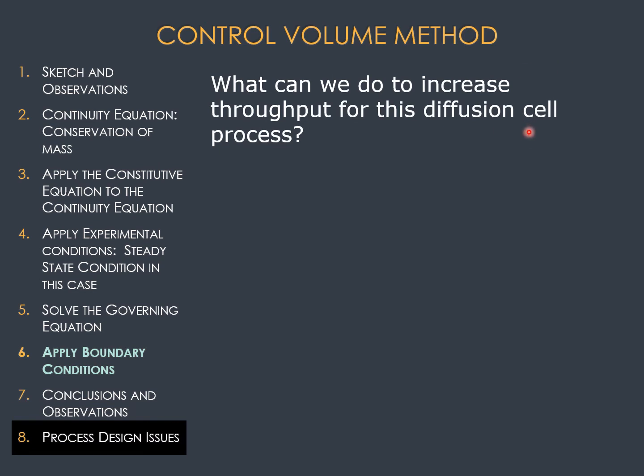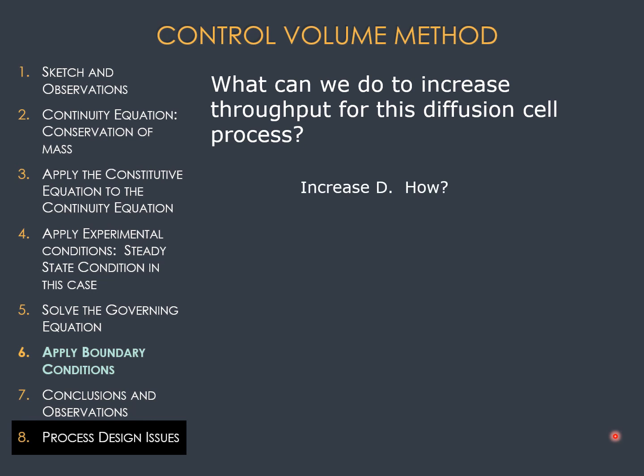All right, so some things for you to think about. I'm not going to give you the answers for this one yet, but we'll talk about this in class a little bit. But what can we do to increase the throughput for this diffusion cell process? How can we pick up this flux value? Let's say we were using this to purify a gas, and so we wanted to allow the gas that we want to diffuse through this membrane and leave behind impurities. But we need to be doing this fast enough in order for it to be economical.